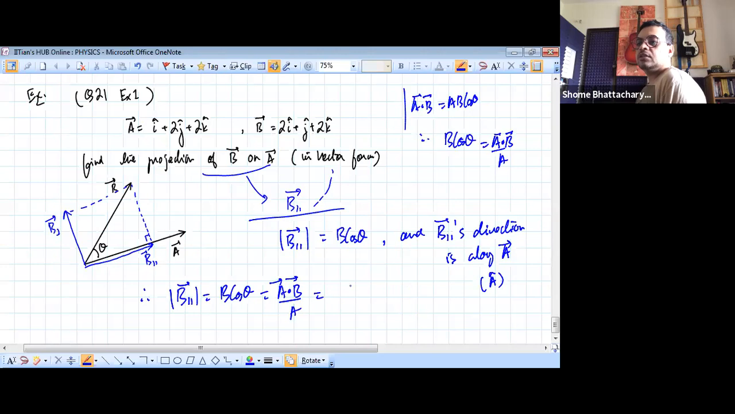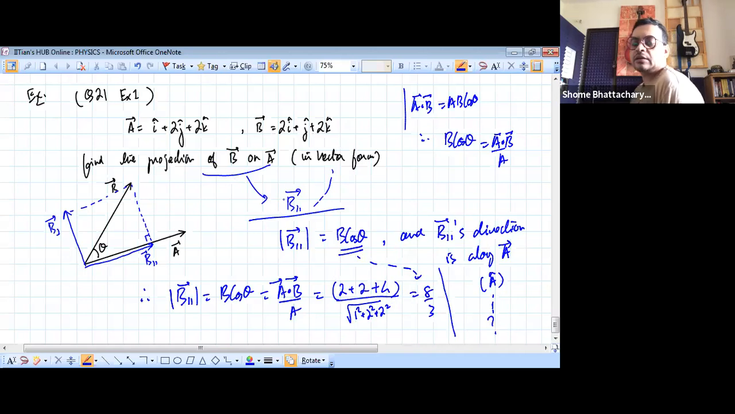So A dot B is how much? It is 2 plus 2 plus 4. So that's 8. And mod A is how much? It is square root of 1 square plus 2 square plus 2 square. Okay. So this is 3. So B cos theta is coming out to be 8 by 3. Now the next thing is we have to also find out the unit vector, so that we can find out the parallel component as a vector.